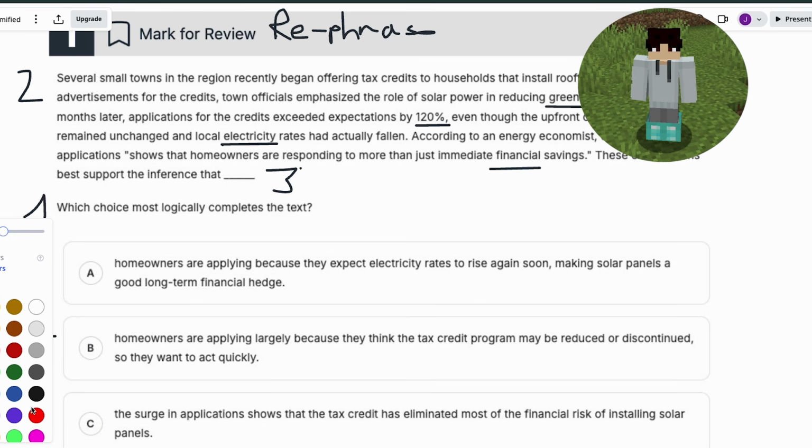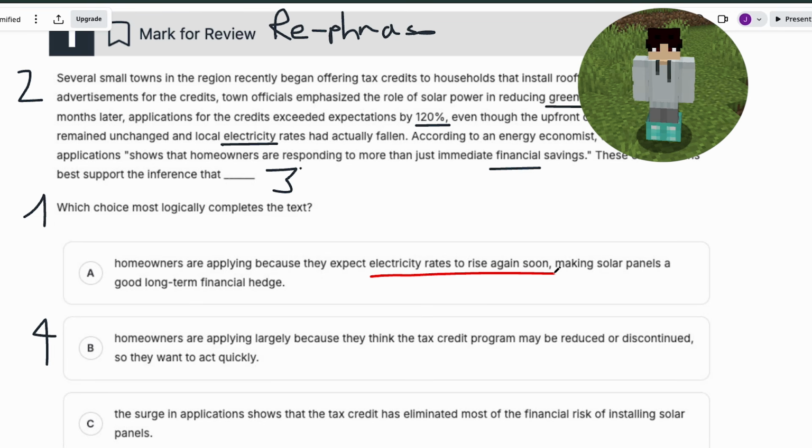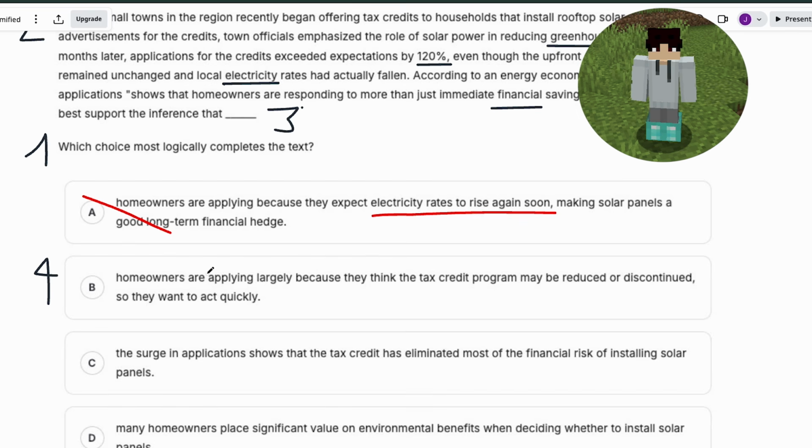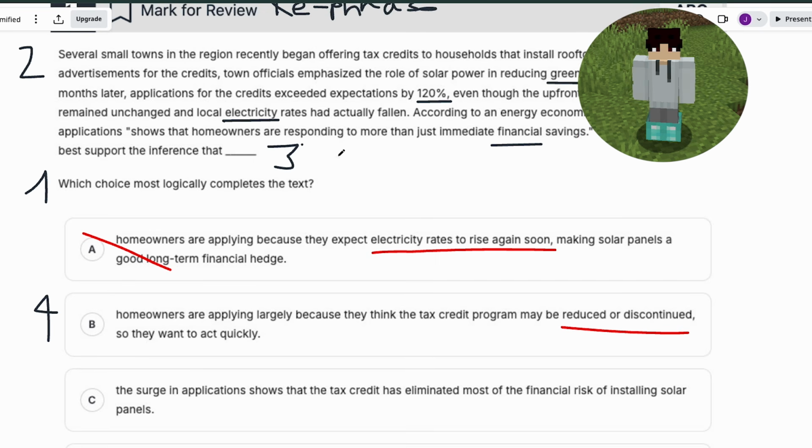Okay, they never say anything about electricity rates rising again soon. If anything, they're probably going to stay low, because why would they go higher if they are currently low? A is not right. B, homeowners are applying largely because they think the tax credit program may be reduced or discontinued. Again, never said anywhere in the thing. It says they offer tax credits and there's no evidence that they're going to stop it anytime soon.